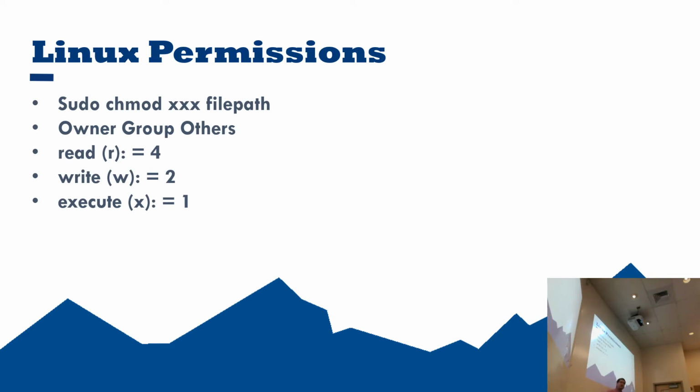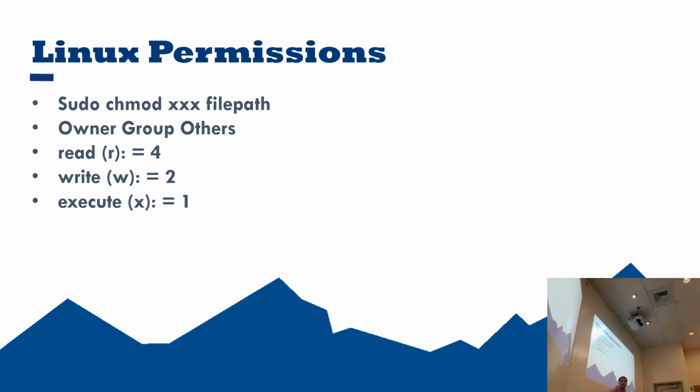Let's say that we want to give the owner read, write, and execute. We want to give the group read and write, and we want to give others just read. So how do we do that? The owner is going to have execute, so that's 1 plus 2 plus 4. What's that equal? 7. That's right.